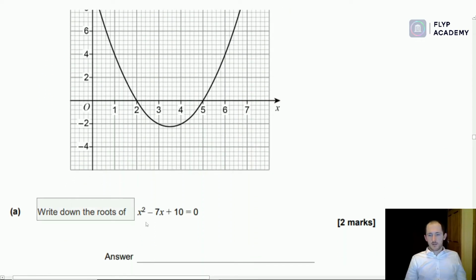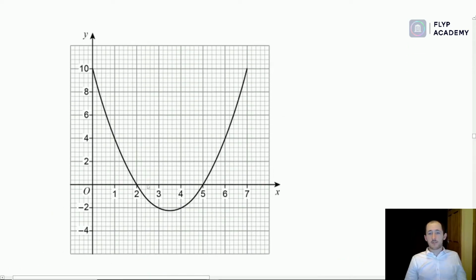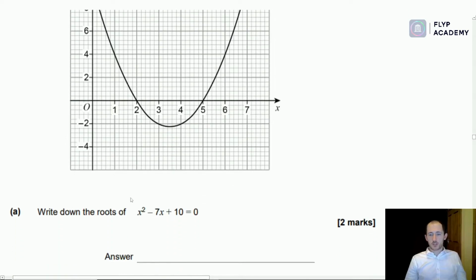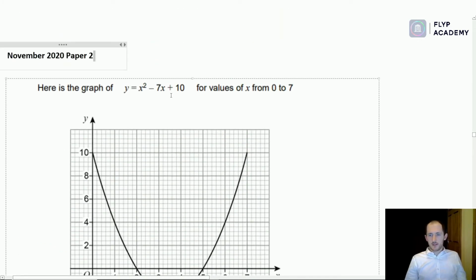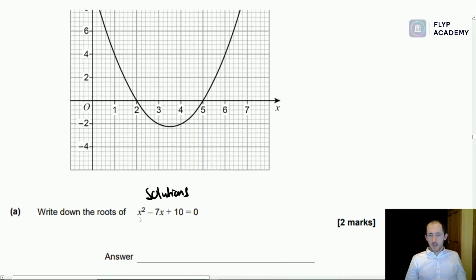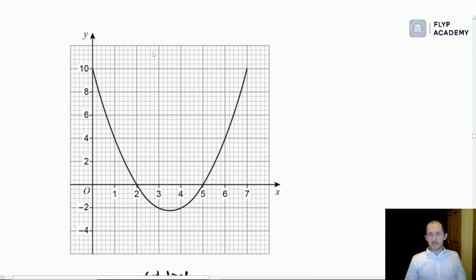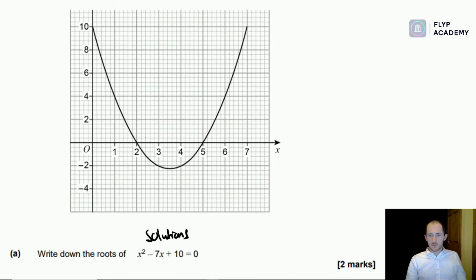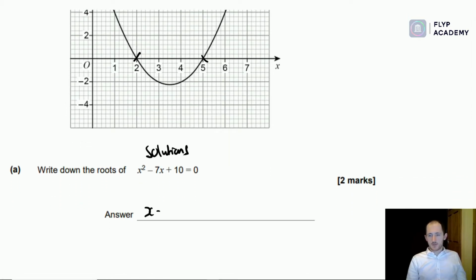And here we go, write down the roots of this expression. So this is the graphical way of doing it. So the roots are just the solutions. Now if you have a look, this graph, right, here, is this equation. So where does this graph equal 0? It equals 0 here and here. So in other words, at x equals 2 and x equals 5. That easy.